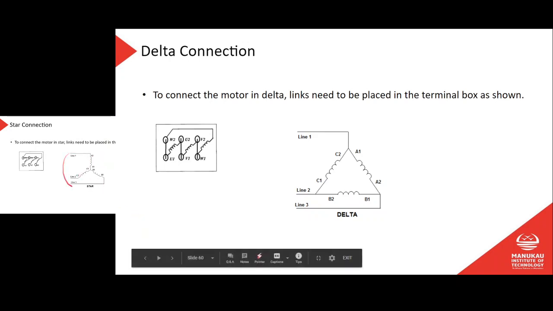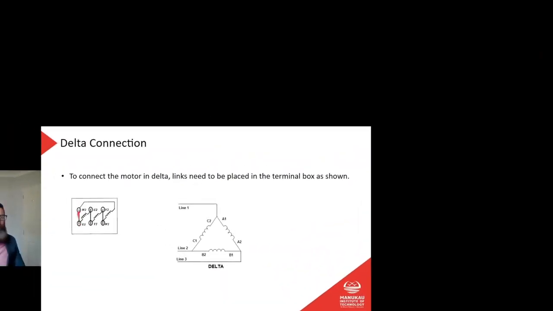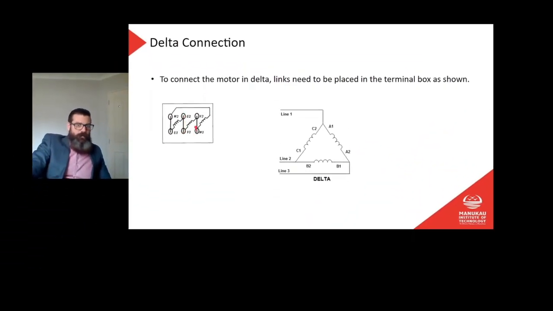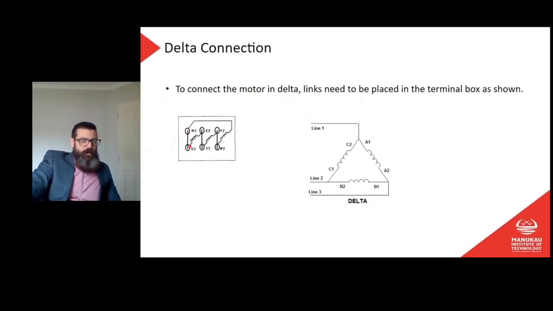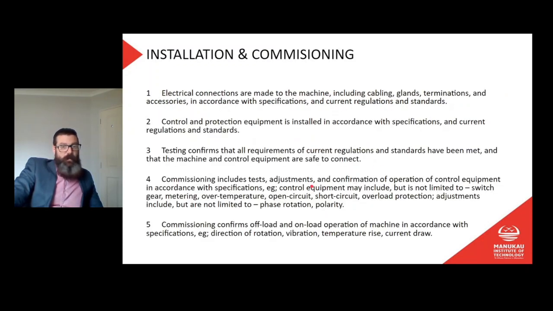Okay, to connect the motor in star, links need to be placed in the terminal box as shown, as we just did. To connect the motor in delta, links need to be placed in the terminal box as shown here. So here we have starts and ends of each of the windings connected together. The start of winding number 2 is connected to the end of winding number 1. We go through that winding. End of winding number 1 is connected to the start of winding number 3. End of winding number 3 is connected to the start of winding number 2, and so on. So we have that closed loop, that's what it looks like there.